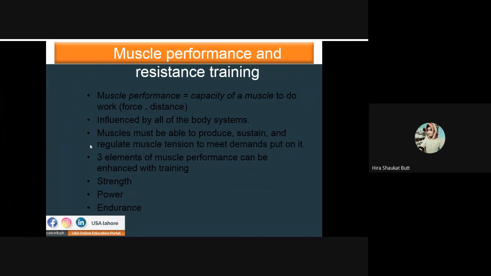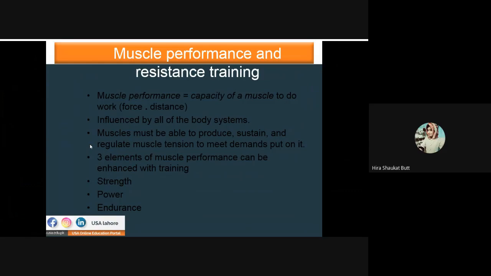Muscles must be able to produce, sustain, and regulate muscle tension to meet the demands put on them. As you know, muscles are of three types: cardiac, skeletal, and smooth. But in this chapter, we will only discuss skeletal muscles. So when I talk about muscle, it must be understood that I'm talking about skeletal muscles. What are the three elements of muscle performance, students? They are strength, power, and endurance. So there are three muscle performance elements: muscle strength, muscle power, and muscle endurance.